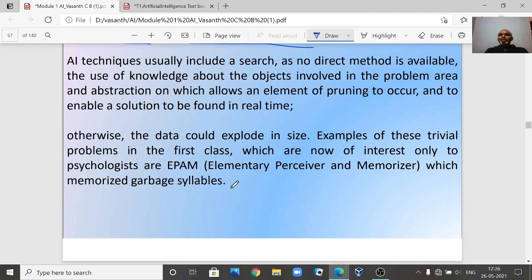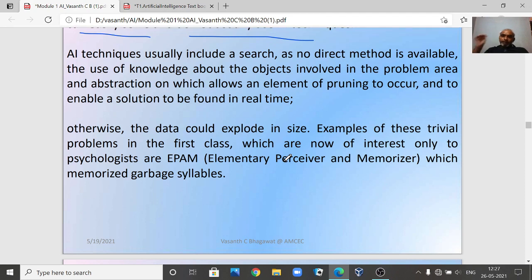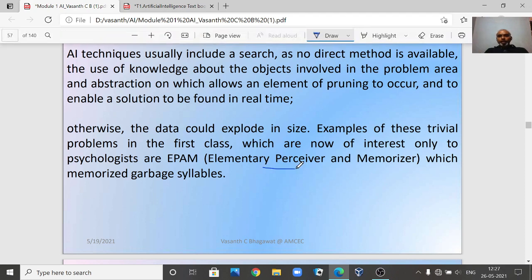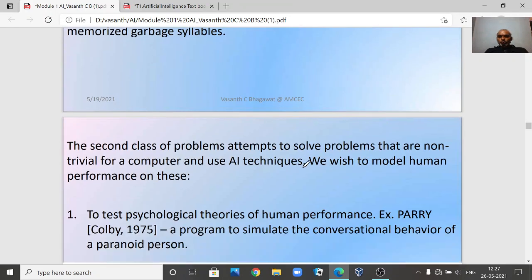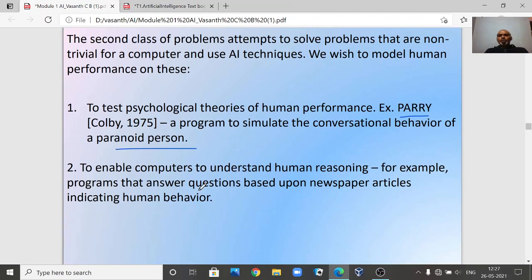We have so many examples where AI has been used. For example, we have EPAM, the Elementary Perceiver and Memorizer, which was used by psychologists. This is one particular type of program. Similarly, there is another program called PARRY, which is used to identify the behavior of a paranoid person, or for question answering, just like how the newspaper is trying to do it.